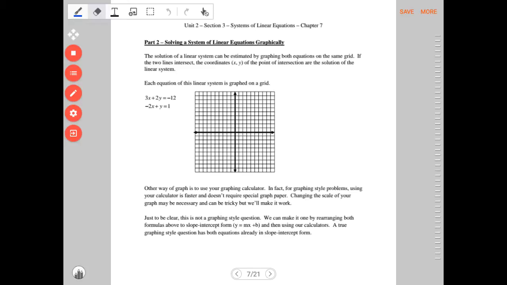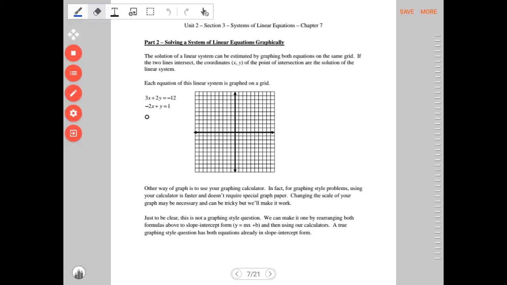So, part 2, solving a system of linear equations graphically. Okay, the solution of a linear system can be estimated by graphing both equations on the same grid. If the two lines intersect, the coordinates x, y of the point of intersection are the solution of the linear system. Okay, so if we graph these two equations on the grid and find the intersection point, that'll be the solution. So let's give this a try.